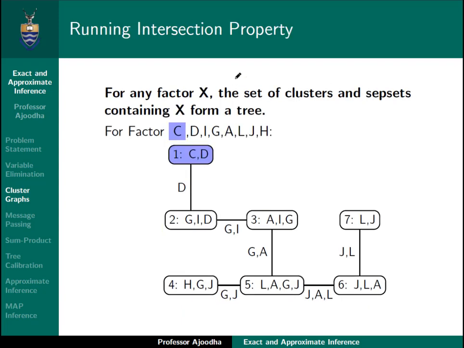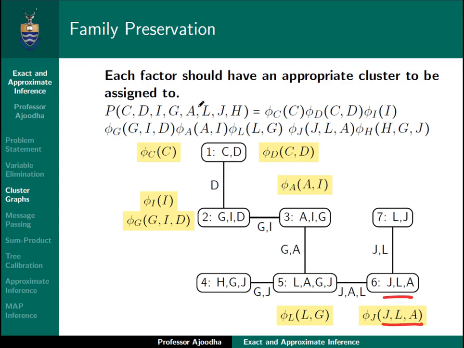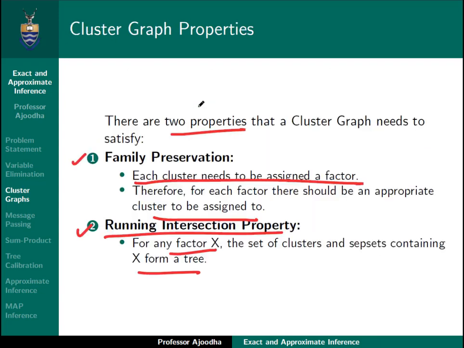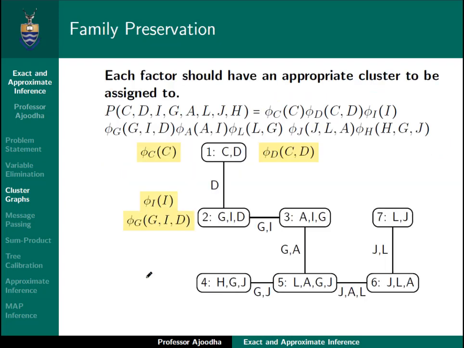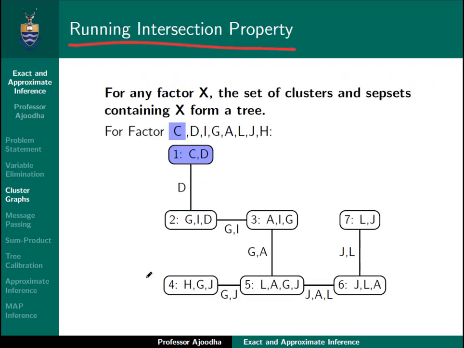Okay, and for now we have to do the running intersection property. So that's the second one. If you didn't understand what this text meant on the top here when I was talking about, for any factor x, the set of clusters and subsets containing x form a tree, let me explain it to you. For example, for this subset for C, you only have C here, okay? And because it's one node, it is forming a tree.